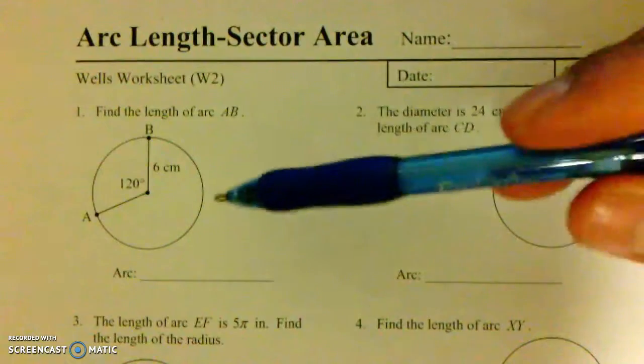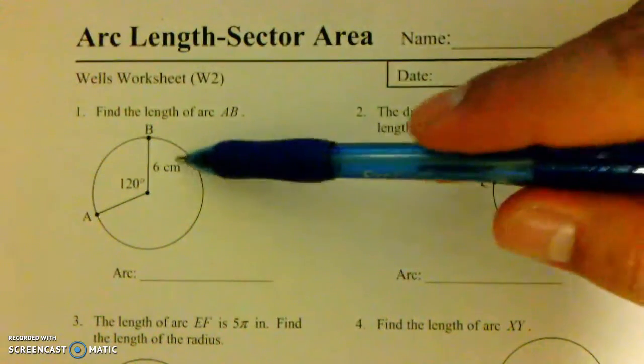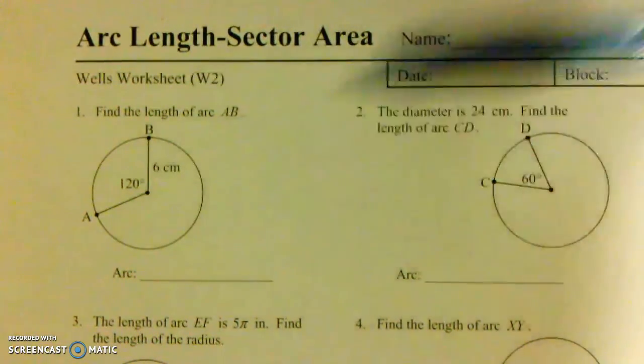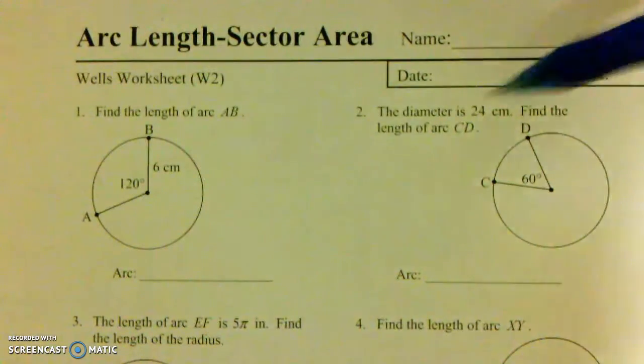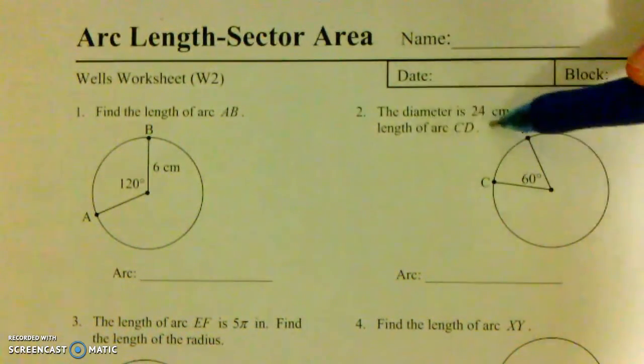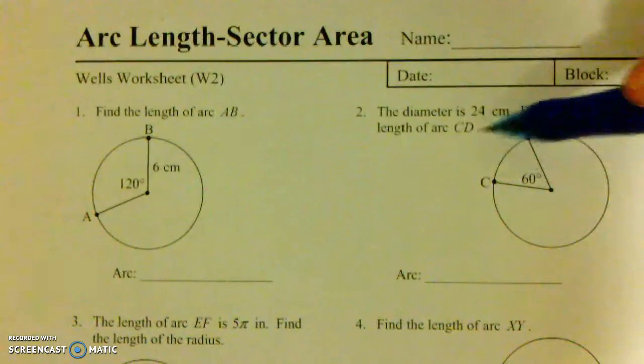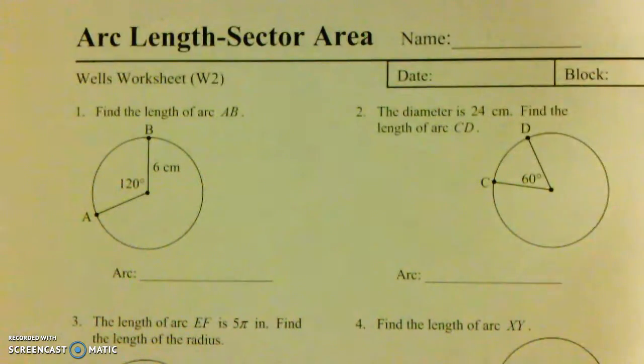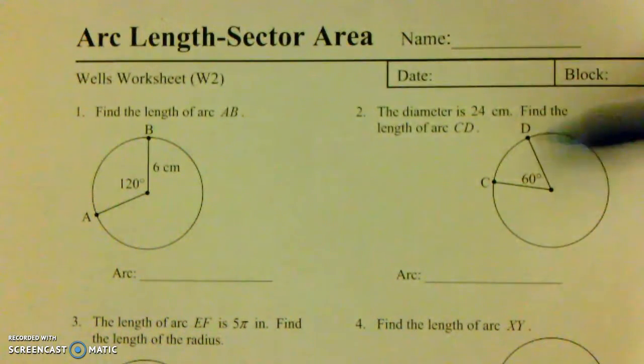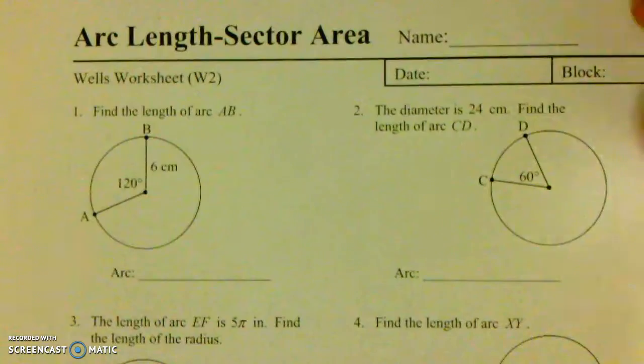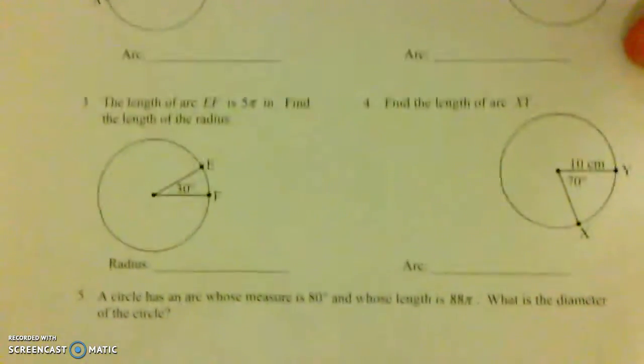So the first one is pretty straightforward. You're given the radius and you're given the angle. So that's exactly what y'all did yesterday. But then we get to number 2, and again, the first little trickery is the diameter is 24 centimeters. So that tells you that the radius must be half of that, right? So this radius is going to be 12 centimeters. Still not that crazy, not that tricky. Okay.